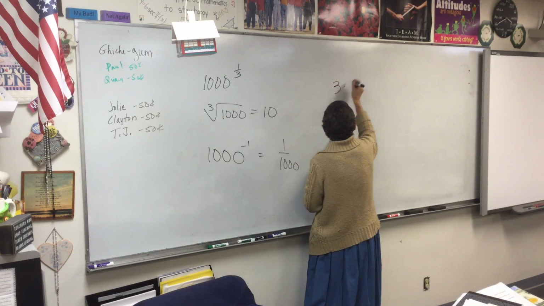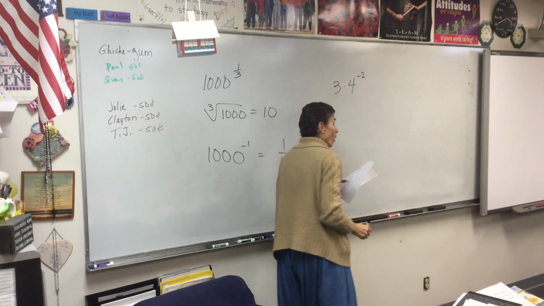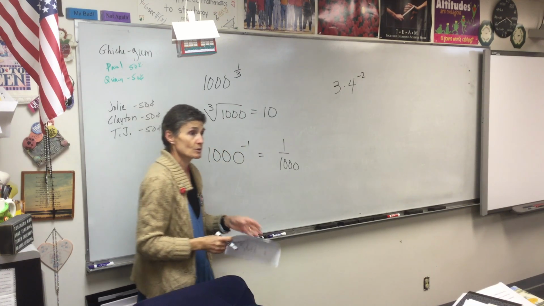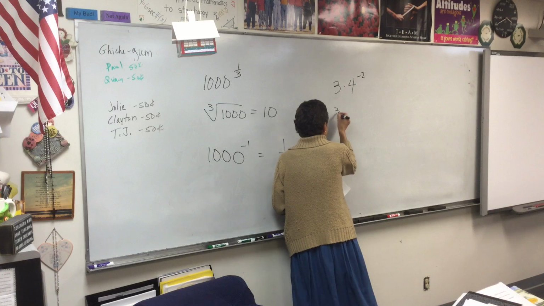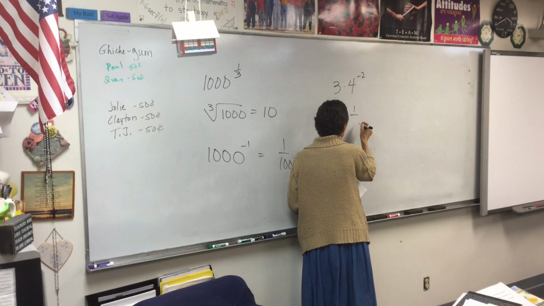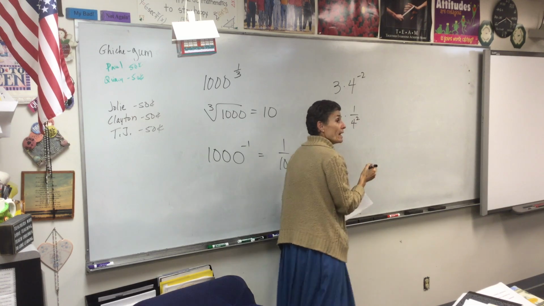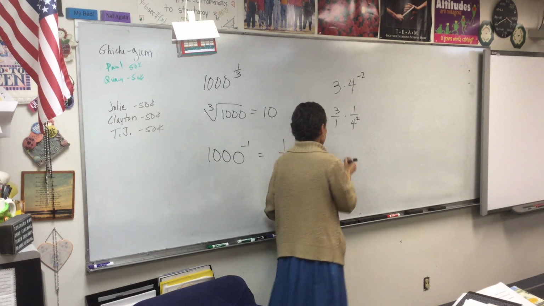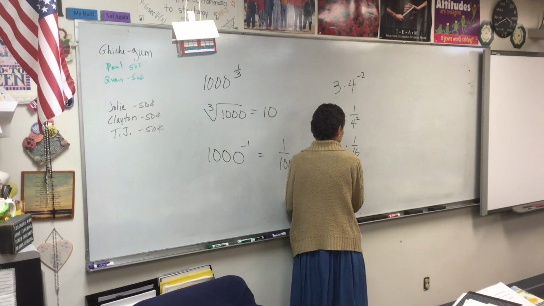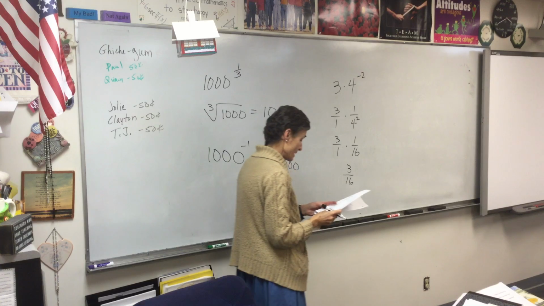Here's another one of those kind of tricky ones. Don't fall for it. These are two separate numbers. This is 3. What's this one? 1 over 4. Not 1 over 4, 1 over 4 squared. 1 over 16. Which is 1 over 16, so our answer is 3/16.